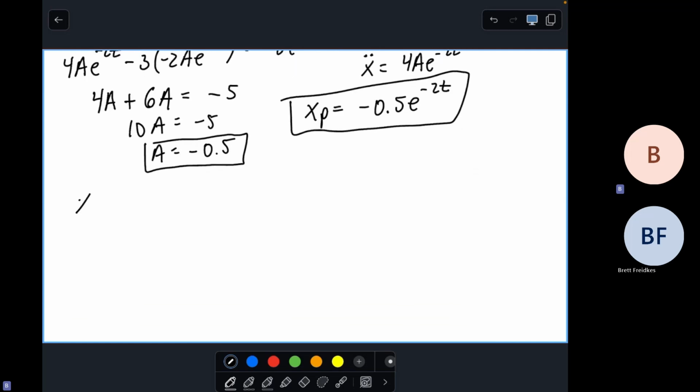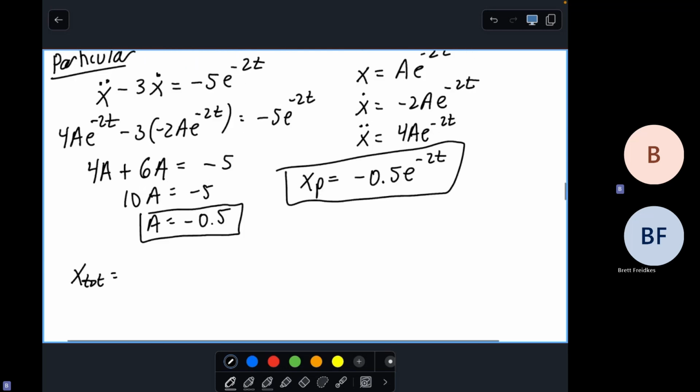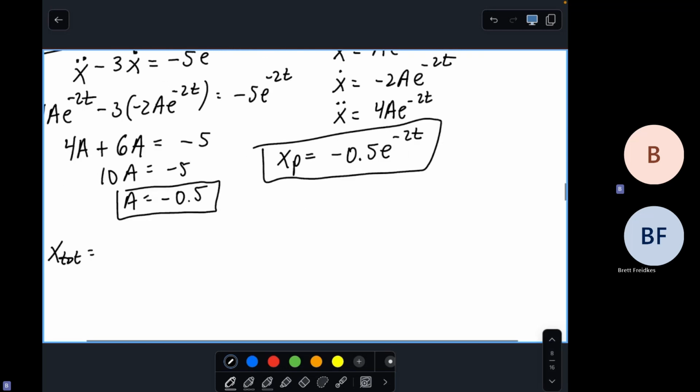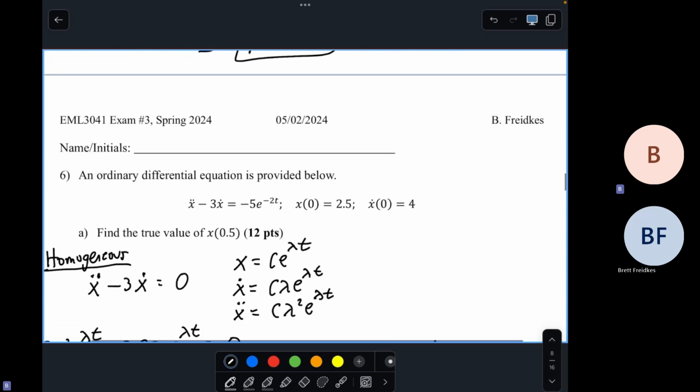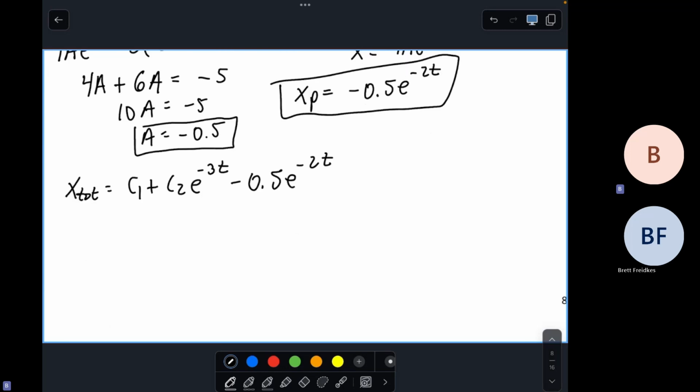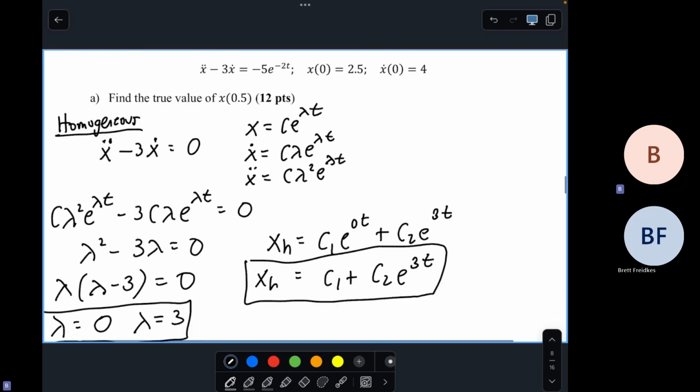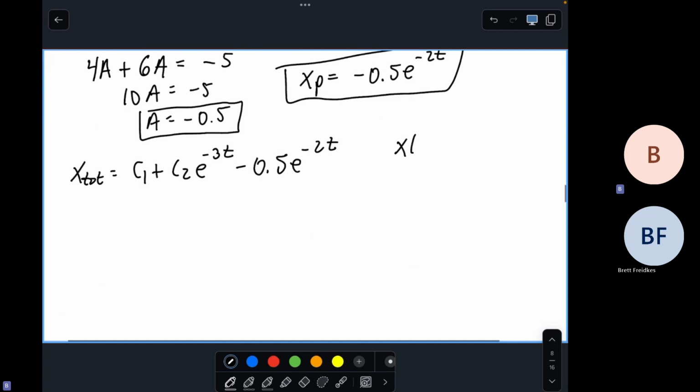So our total solution ends up being the sum of those. So C1 plus C2 e to the minus 3t minus 0.5 e to the minus 2t. How do we find C1 and C2? The initial condition. So we come back up, I gave you those. X of 0 is 2.5, and X dot of 0 was 4.